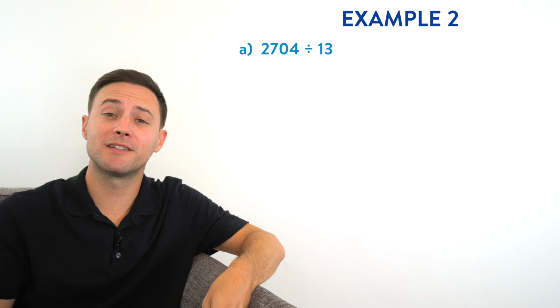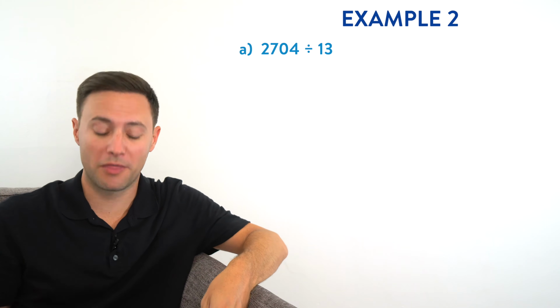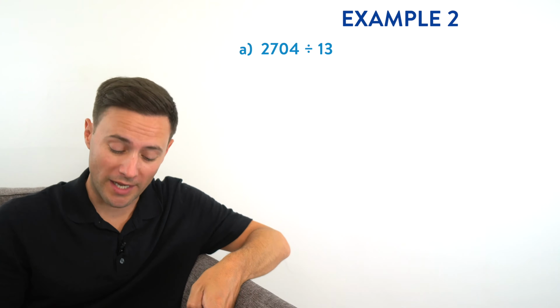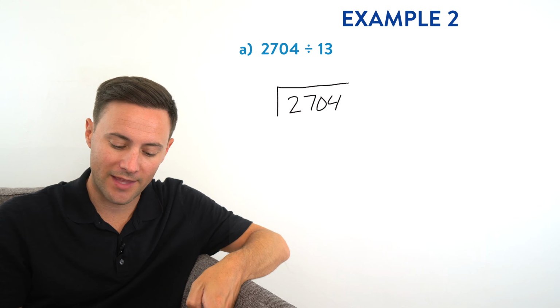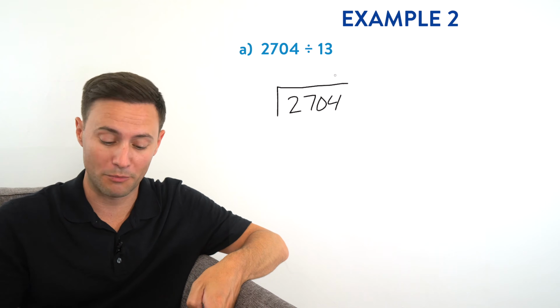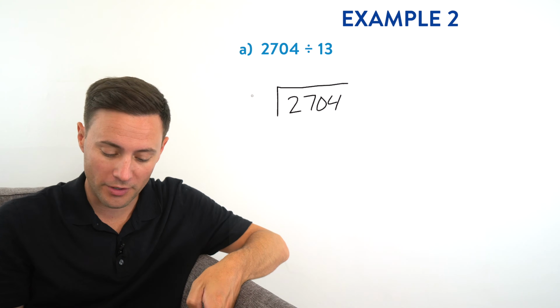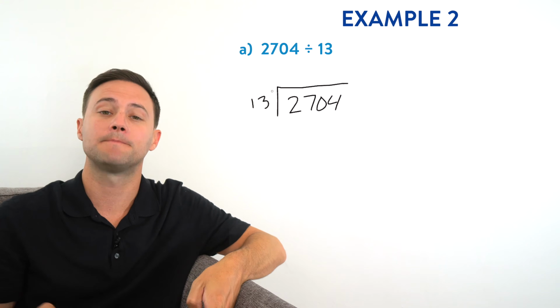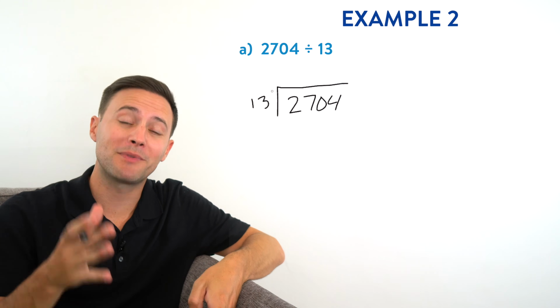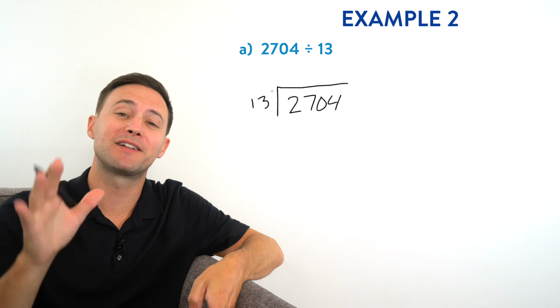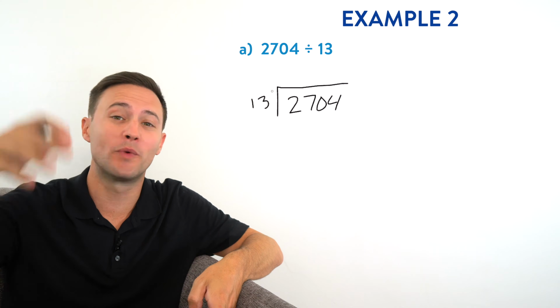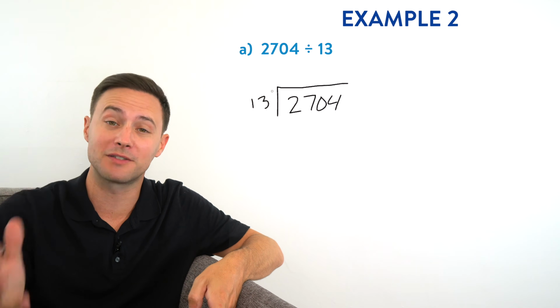All right, 2,704 divided by 13. I'm going to start with 2,704, and I'm going to write that inside that division symbol, the long division symbol, and then that divisor 13 goes outside. Now that we've got the problem set up, let's talk about how to do long division. And there are basically 5 steps that we're going to repeat until the problem is solved.